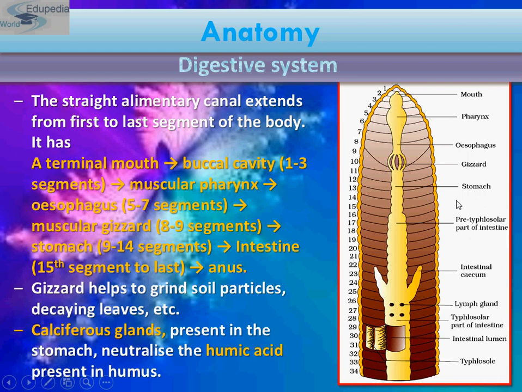And food such as soil enters the earthworm's mouth, where it is swallowed by the pharynx. Then the soil passes through the esophagus, where calciferous glands are present that release calcium carbonate to rid the earthworm's body of excess calcium.